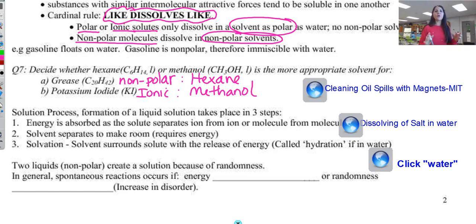Solution process. The solution process is not just that you drop it in and then it separates in water, for example, okay? So it happens in steps. It's best always if we can watch a video. Let's take a look here.